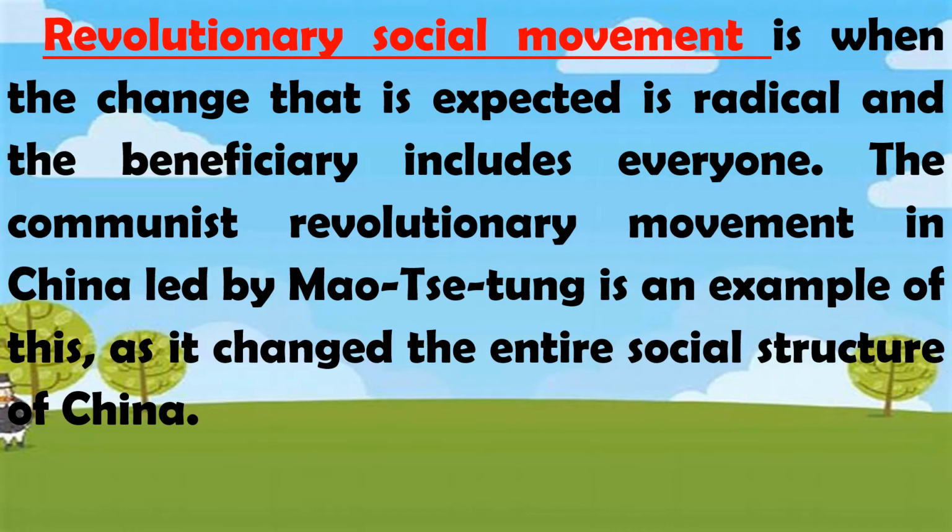Revolutionary social movement is when the change that is expected is radical and the beneficiary includes everyone. The Communist Revolutionary Movement in China, led by Mao Zedong, is an example of this, as it changed the entire social structure of China.